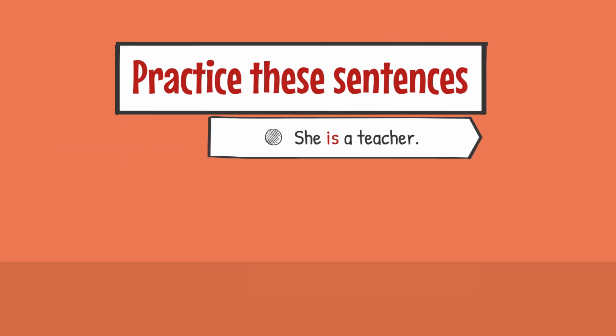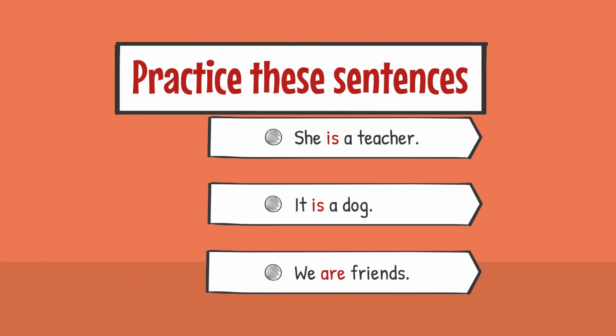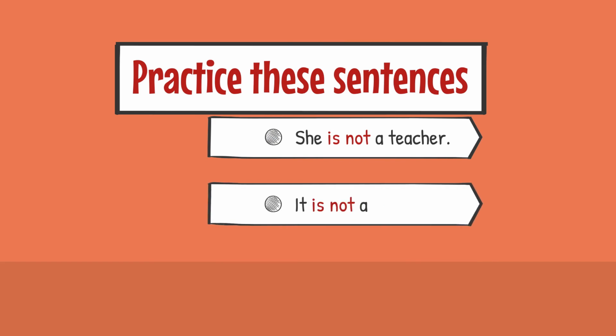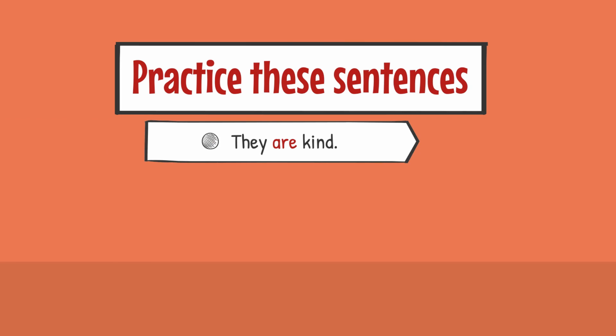She is a teacher. It is a dog. We are friends. She is not a teacher. It is not a dog. We are not friends. They are kind.